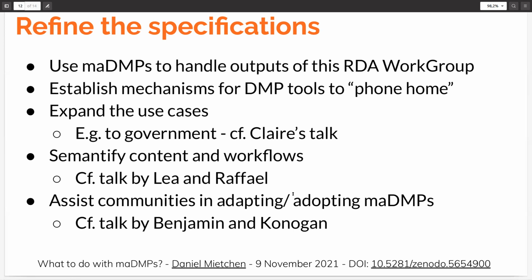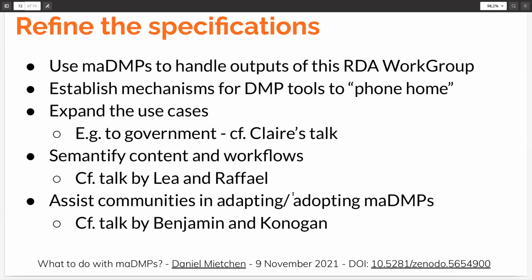And then there are some other dimensions we should keep in mind for refining these specifications. That is expanding the use case. And here Claire will give an example of government use case, then we should think more about how we can semantify the content, because we have some structure for the DMPs now, but the content is still largely free text. And so we should think about how we can improve the semantification.